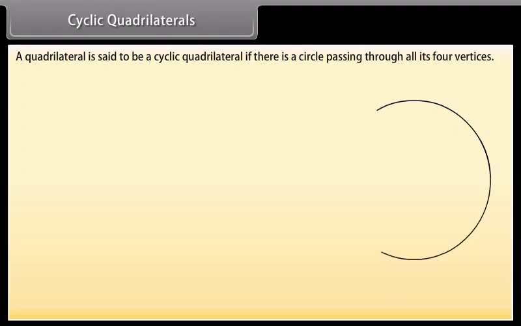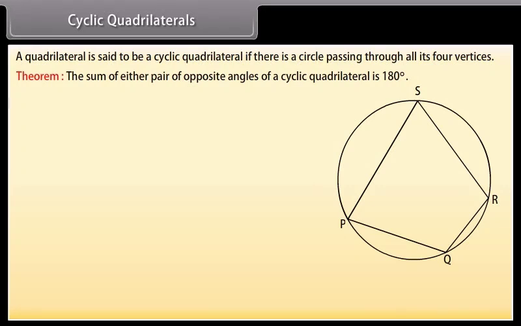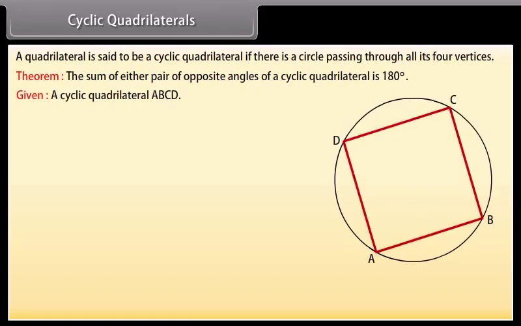Cyclic quadrilaterals. A quadrilateral is said to be a cyclic quadrilateral if there is a circle passing through all its 4 vertices. In the figure, PQRS is a cyclic quadrilateral. Theorem: the sum of either pair of opposite angles of a cyclic quadrilateral is 180 degrees. Given a cyclic quadrilateral ABCD. To prove, angle BAD plus angle BCD is equal to angle ABC plus angle ADC, which equals 180 degrees.